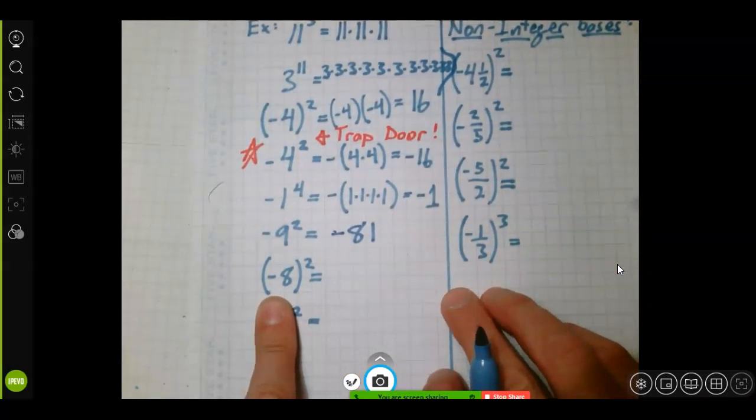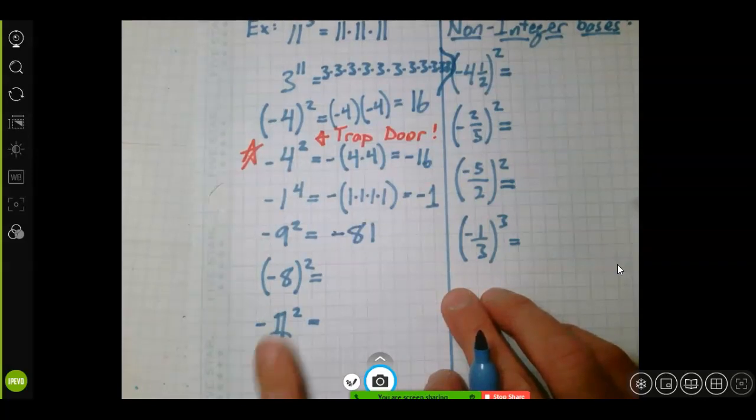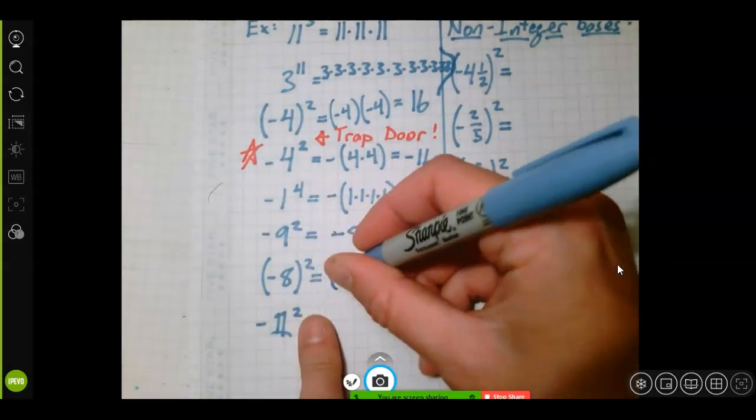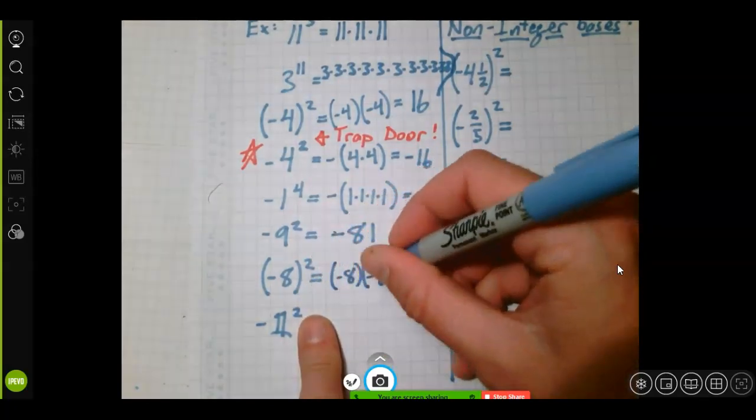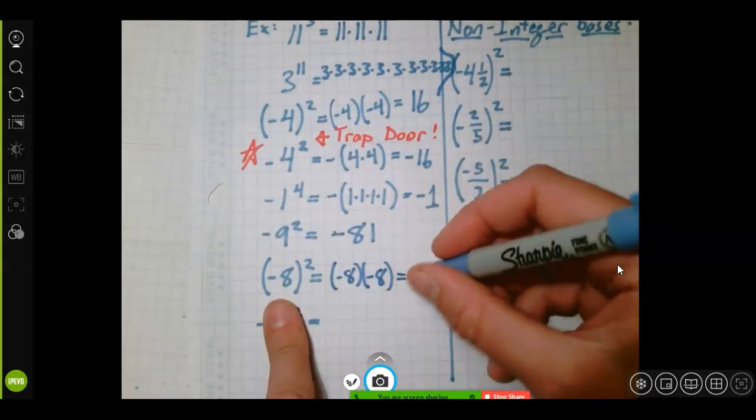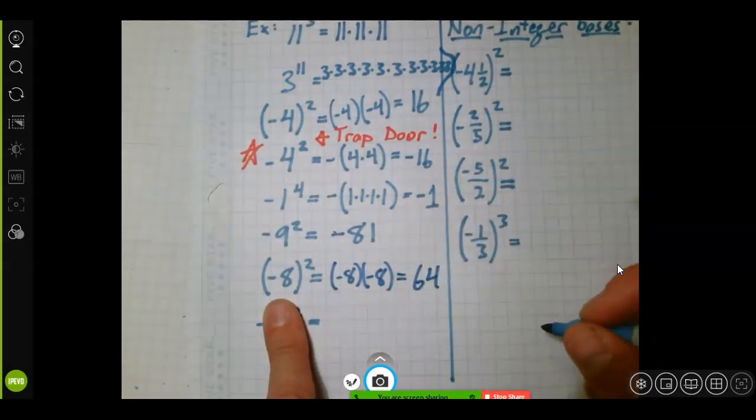Well, Ben was the next person. AJ, do you know what this is going to become? You guys are more than welcome to pass. I just try to interact with as many people as I can. Cooper, do you know what negative 8 squared is going to become? Yeah, because it's negative 8 times negative 8. It squares the whole negative 8, and it becomes a positive 64.